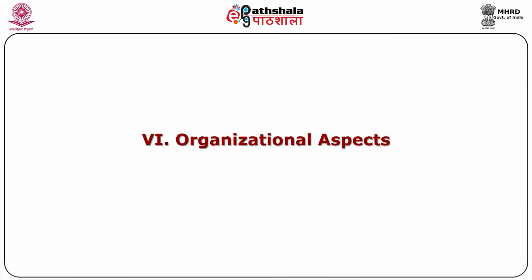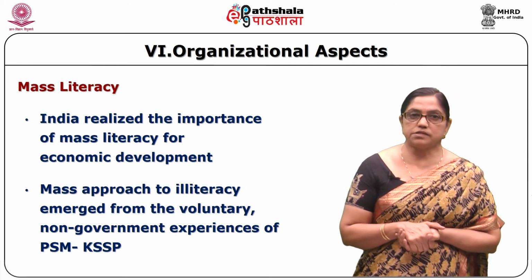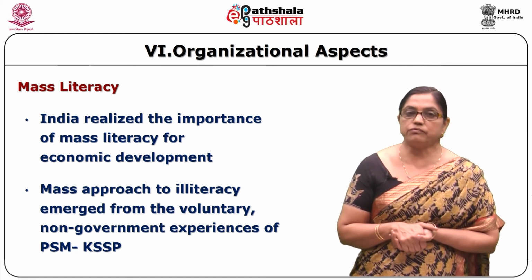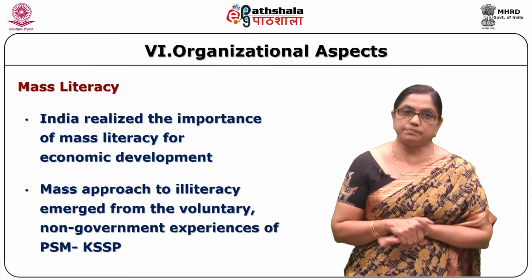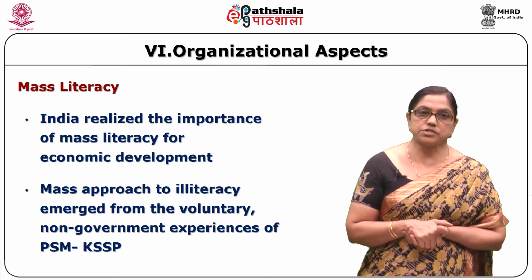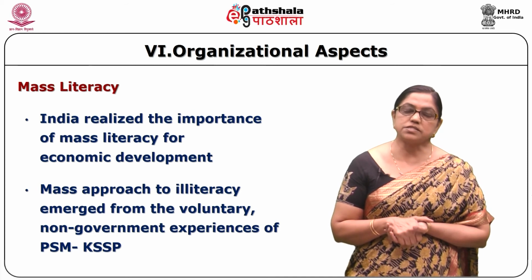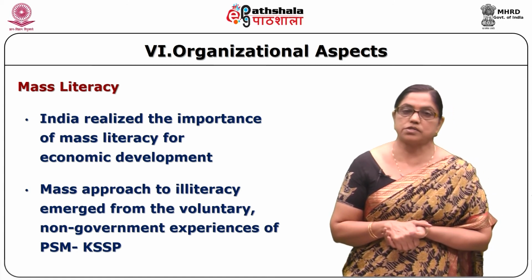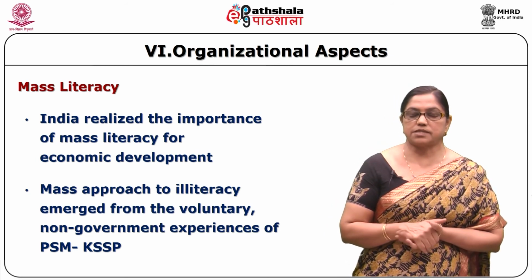Now we'll see another category of literacy that is based on organizational aspects, in which we have mass literacy. Actually, it is said that India realized the importance of mass literacy for economic development of late. It should have done a lot of work beforehand so that many people would have got the advantage of literacy and they would have been economically independent. Mass approach to literacy emerged from the voluntary non-government experience of People Science Movement and Kerala Shastra Sahitya Parishad. They have done a lot of work in Kerala. So based on their experience, India learnt a lot, and the Ernakulam experiment is very much famous. We'll learn about it in coming slides.